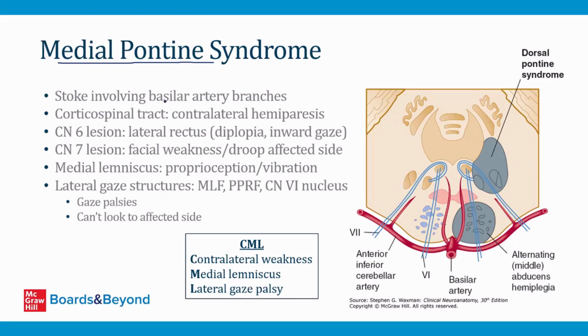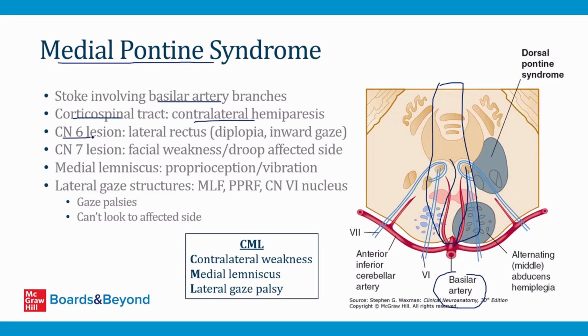This can occur when there's a stroke involving branches of the basilar artery. If you look at this drawing on the slide, this is the basilar artery, and it gives off these little branches that supply the midline portion of the pons. So if there's a stroke in this region, the middle of the pons, what's going to happen? First of all, there will be damage to the corticospinal tract. This will cause contralateral hemiparesis, dense hemiparesis on the side of the body opposite to the side of the stroke.